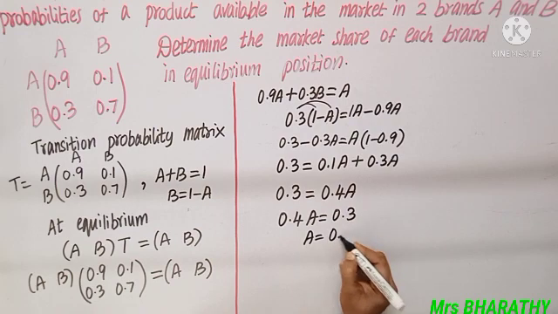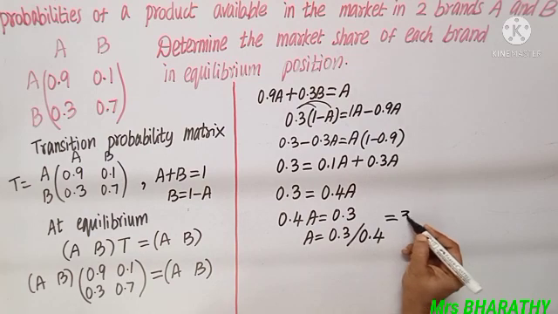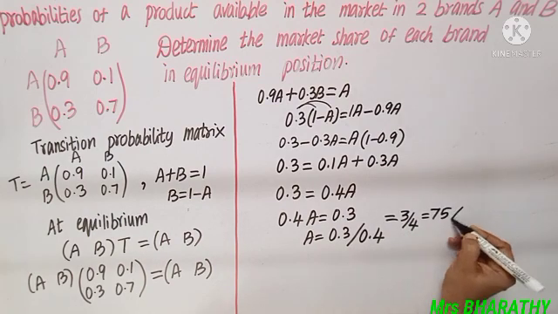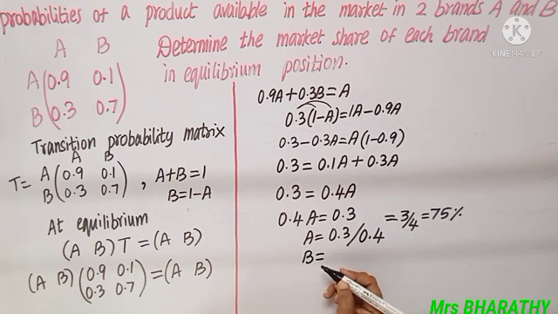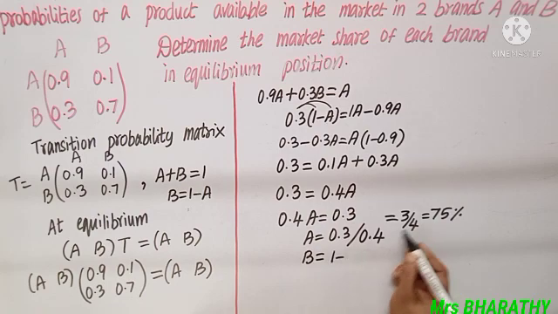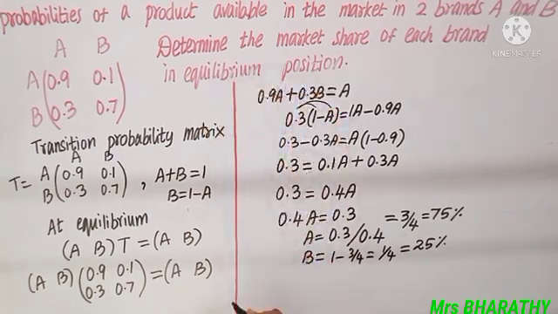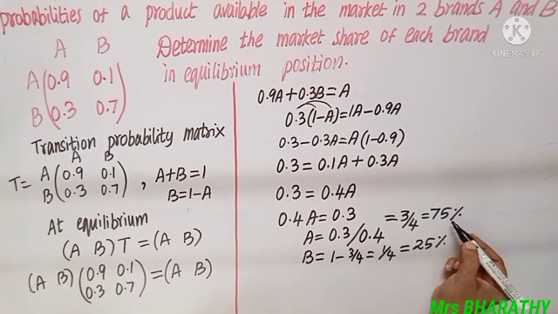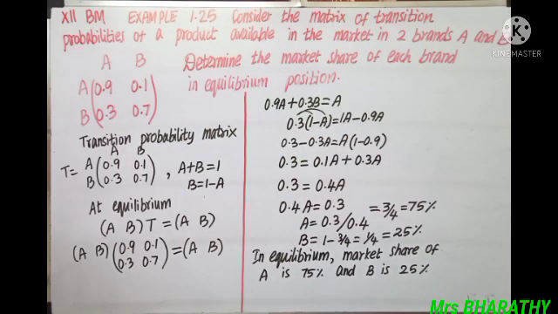A equals 0.3 divided by 0.4. Cancelling one decimal, it is 3 by 4, that is 75%. You can also use calculator to arrive at the answer. If A is 75%, B is 1 minus 3 by 4. That is 1 by 4, or I can say 25%. So in equilibrium position, shares of A will be 75% and B will be 25%. Let us take and write the answer as a statement.